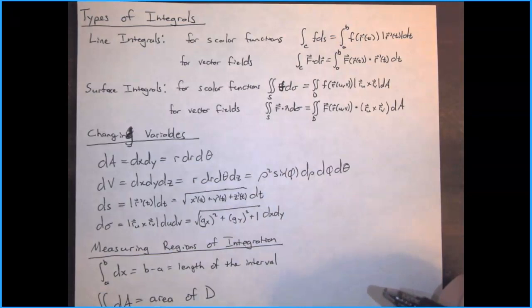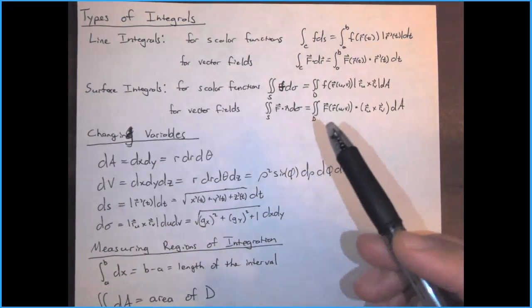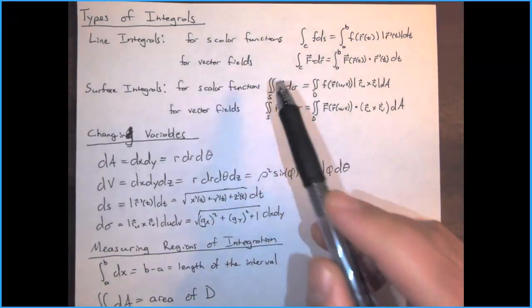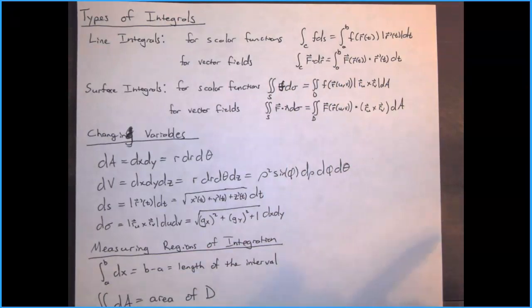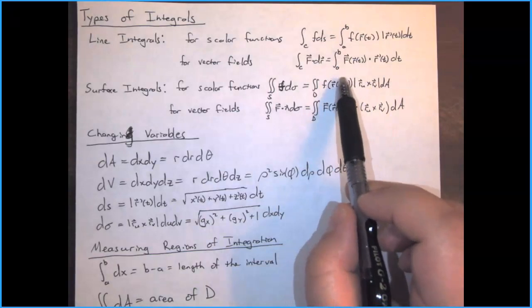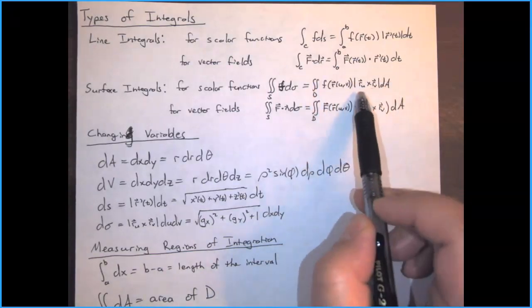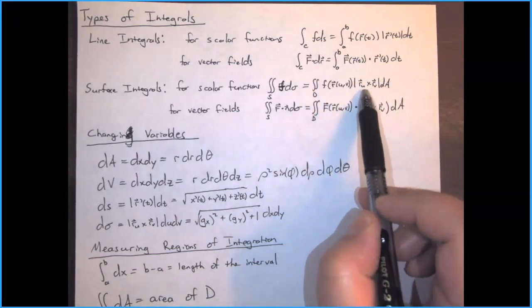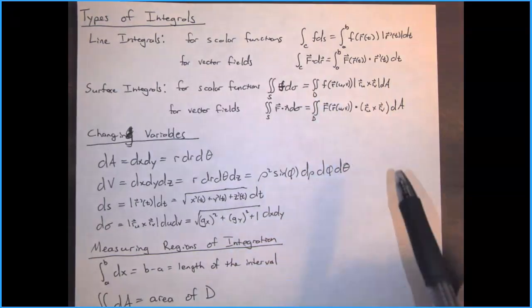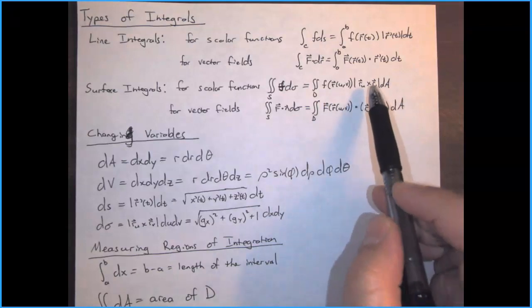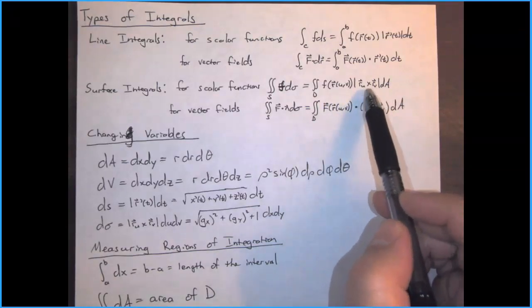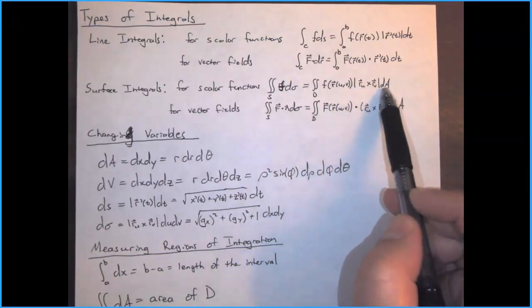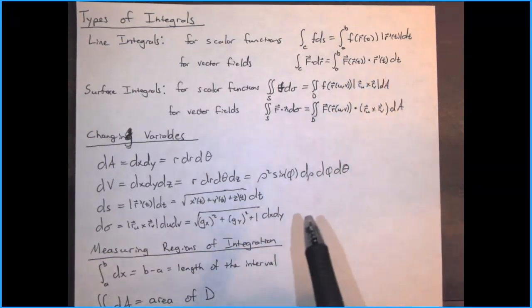For surface integrals, if we were integrating a scalar function over a surface, we need a parameterization of this surface that now has two parameters, u and v. We plug that parameterization into our scalar function, and we multiply by the magnitude of the cross product of the first order partial derivatives of the parameterization r. So we take the derivatives of this parameterization with respect to u and v, we cross them, then we take a magnitude. So a little bit of work goes into computing that.